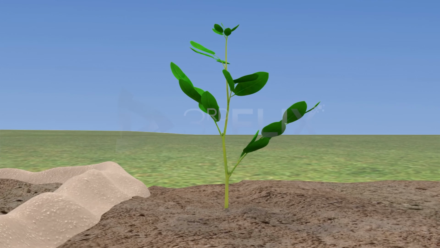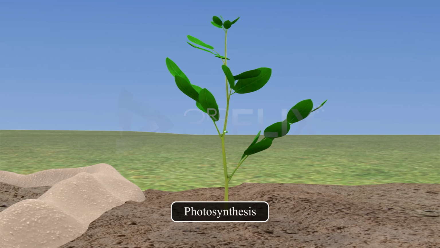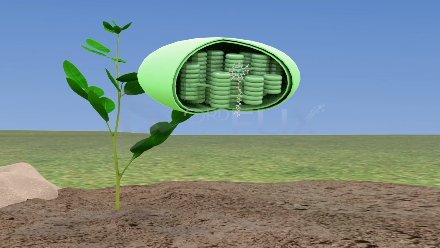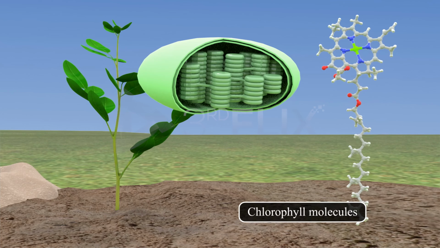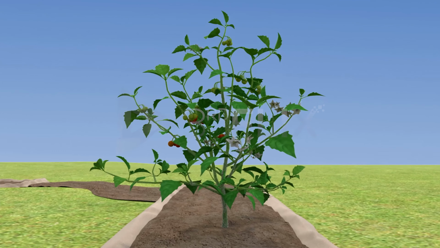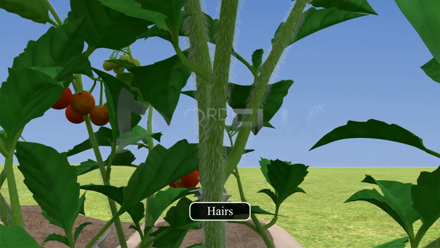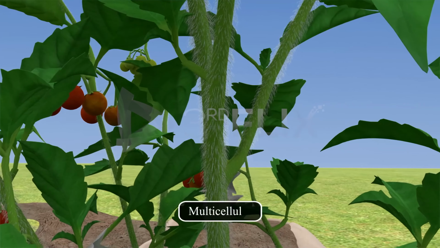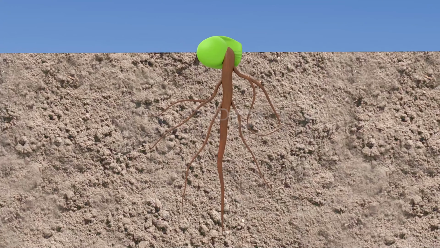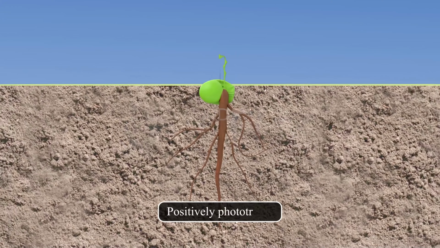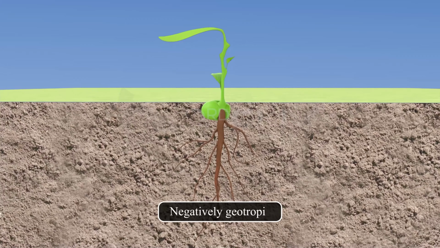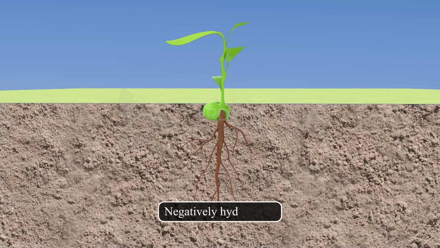The young stem can perform photosynthesis due to the presence of chlorophyll molecules. In some plants, stem surface is covered with the hairs. Hairs are generally multicellular. Stems are usually positively phototropic, negatively geotropic, and negatively hydrotropic.